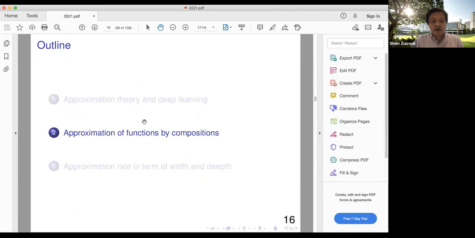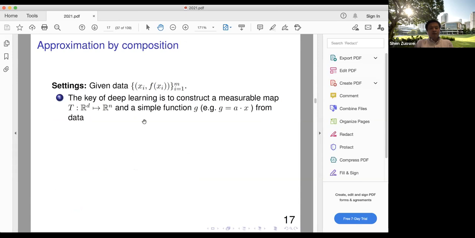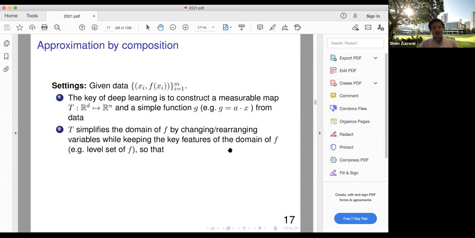Now we talk about approximation of a function, because I talk about a lot of compositions. So let's talk about compositions. Given a set, for deep learning, in fact you are learning the T, your parameterized T, and G you can also learn. For example, if G is linear, you have a parameter A to learn. You learn T, which you can consider as a change of variable. You basically simplify the domain of F and reshape its range, but still keep the key features of F so that G composed with T can be used to approximate F.